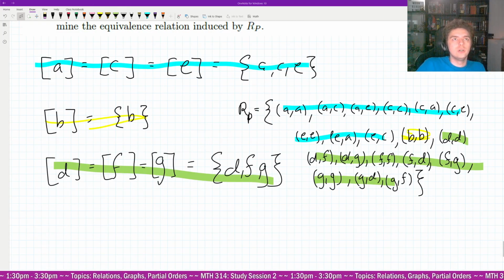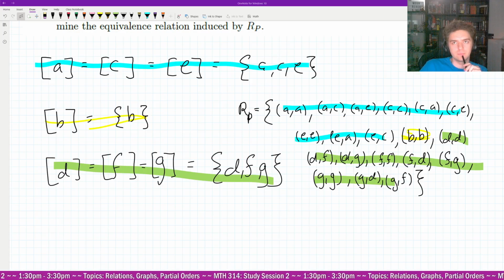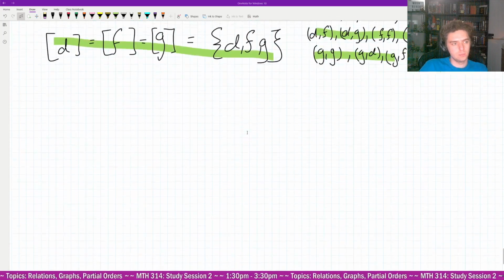So I showed the parallel relation. Oh, I didn't do any partial orders yet. Let's do partial orders. I did this, can skip that. Okay, let's move on to partial orders here.